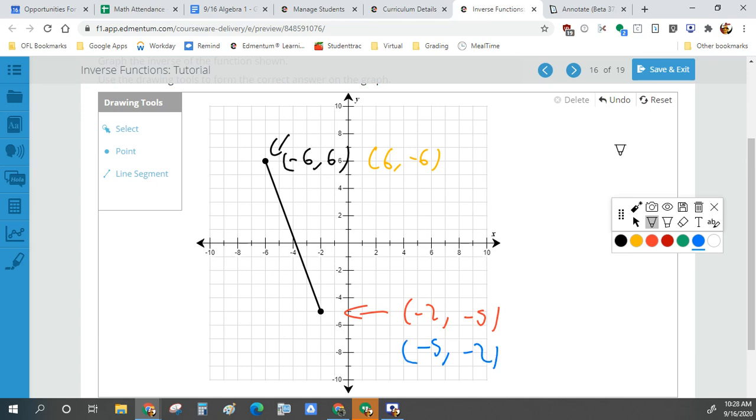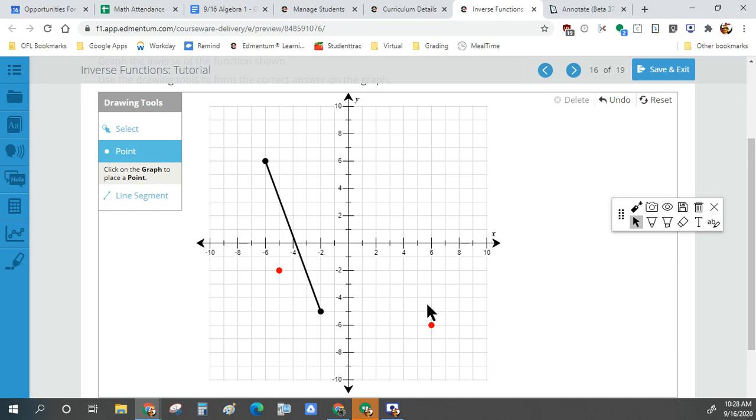So let me plot those. I'm going to grab my first point, and I'm going to graph it at 6, comma negative 6 down here. And then I'm going to graph my other point, negative 5, comma negative 2, put that here. I'm going to delete these. Now that I have those 2 points, since it's a straight line, I don't have to graph every single point on that line. I just have to graph these 2 points.